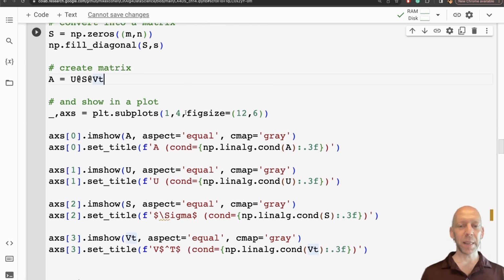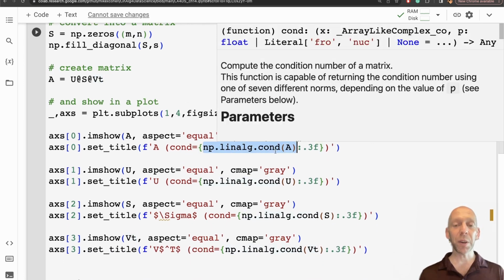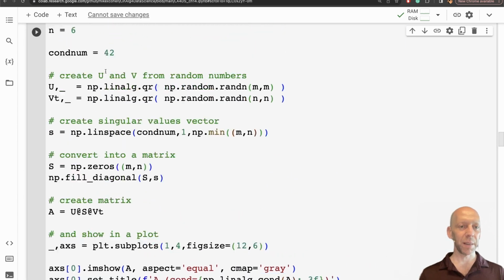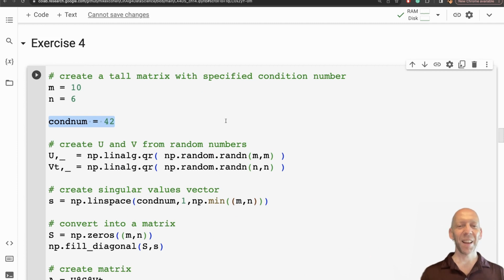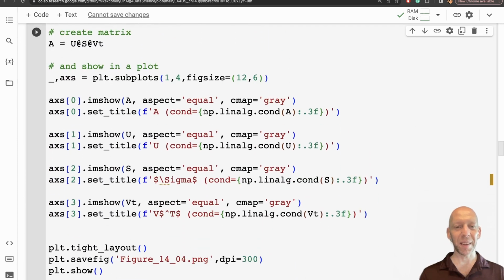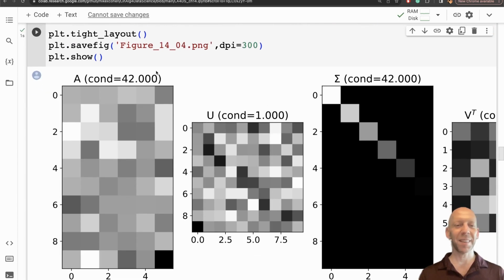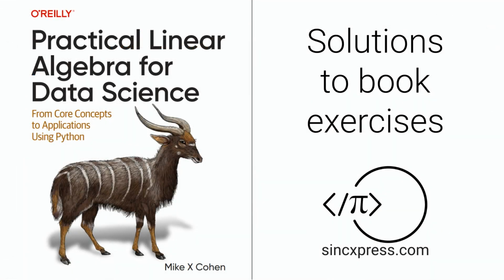And then here in the titles of each subplot, I am computing the empirical condition number. So I'm not just printing out this number here. I'm actually computing the empirical condition number of these matrices. And then we get a result that looks like this. I think this is super neat. I hope you enjoyed working through this exercise.